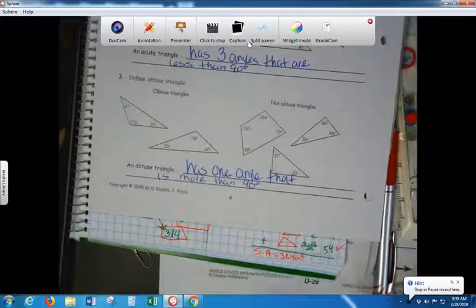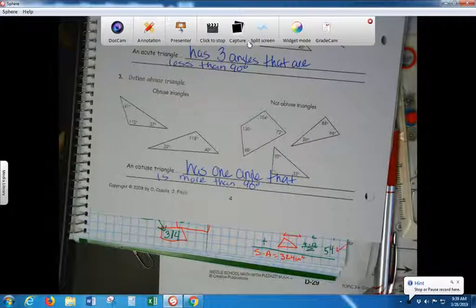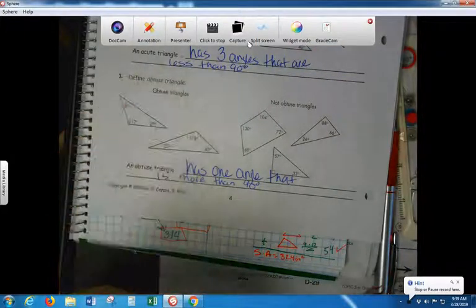Okay. So, number 1, a right triangle, one 90-degree angle. Number 2, acute triangle. All of them have to be acute. Number 3, one that's obtuse. Okay? Okay. Those are based on angles.